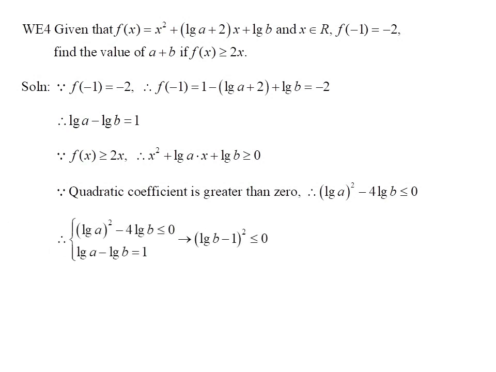After including the earlier established relation of common logarithm of a minus common logarithm of b equals 1, we calculate the common logarithm of b equals 1 and the common logarithm of a equals 2. Hence, b equals 10 and a equals 100 accordingly. Therefore, a plus b equals 110.